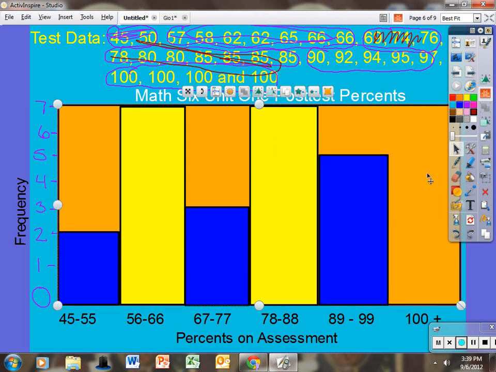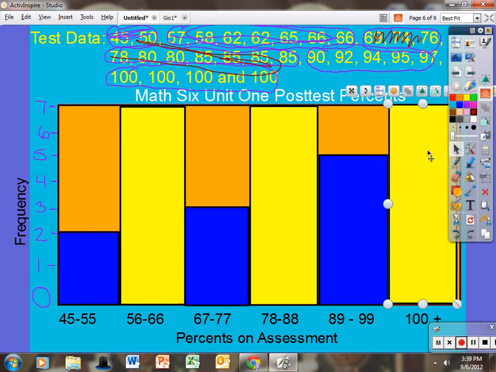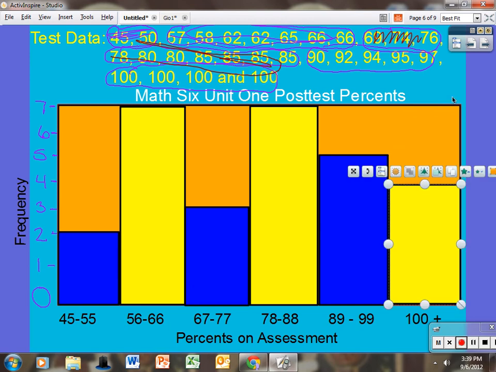Alright, and finally, we have hundreds or more, which again, it's an assessment. We're not going to have really more than 100. I don't give bonus. So we have 4 of those. So I am going to duplicate the yellow. Come over here. Scroll this up. And we said how many we have? 4. Alright. So there is my histogram.